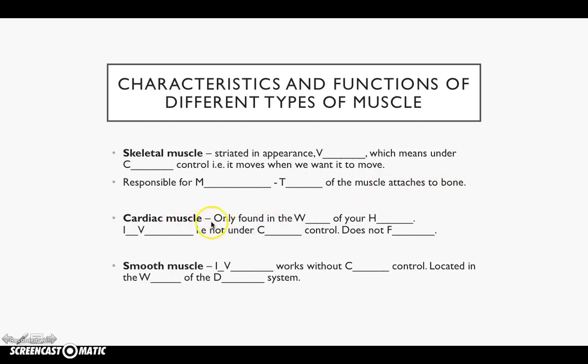The cardiac muscle, only found in the walls of your heart, i.e. not under voluntary control, does not fatigue. So again, this I do not think about. It happens automatically without me planning on actually getting this type of contraction from the cardiac muscle, which we know is the heart. Smooth muscle, involuntary, works without conscious control, located in the walls of the digestive system. Smooth muscles, okay, we'll go through the answers now.